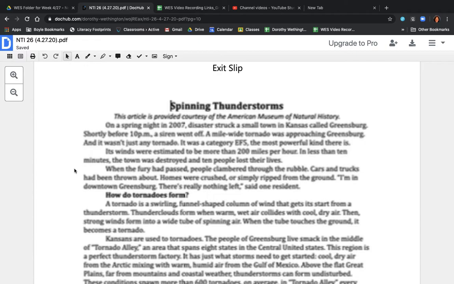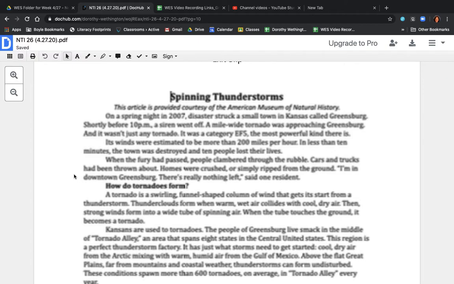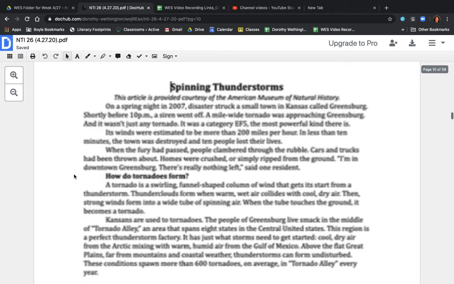When the fury had passed, people clambered through the rubble. Cars and trucks had been thrown about. Houses were crushed or simply ripped from the ground. "I'm in downtown Greensburg. There's really nothing left," said one resident.